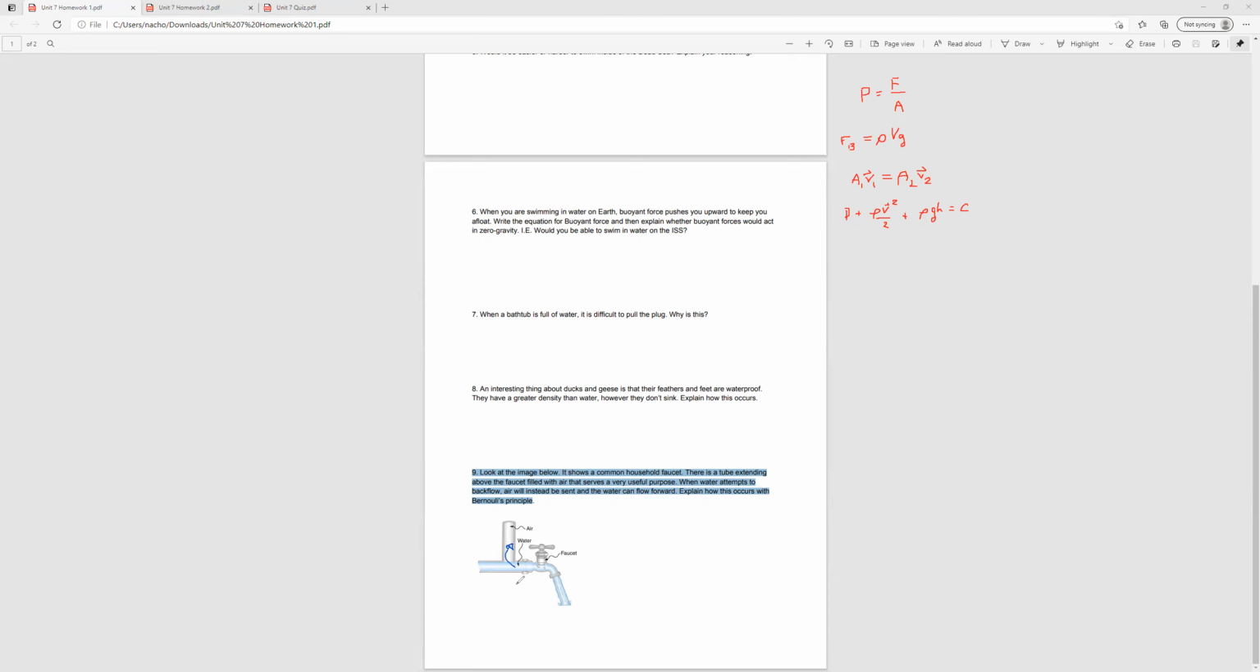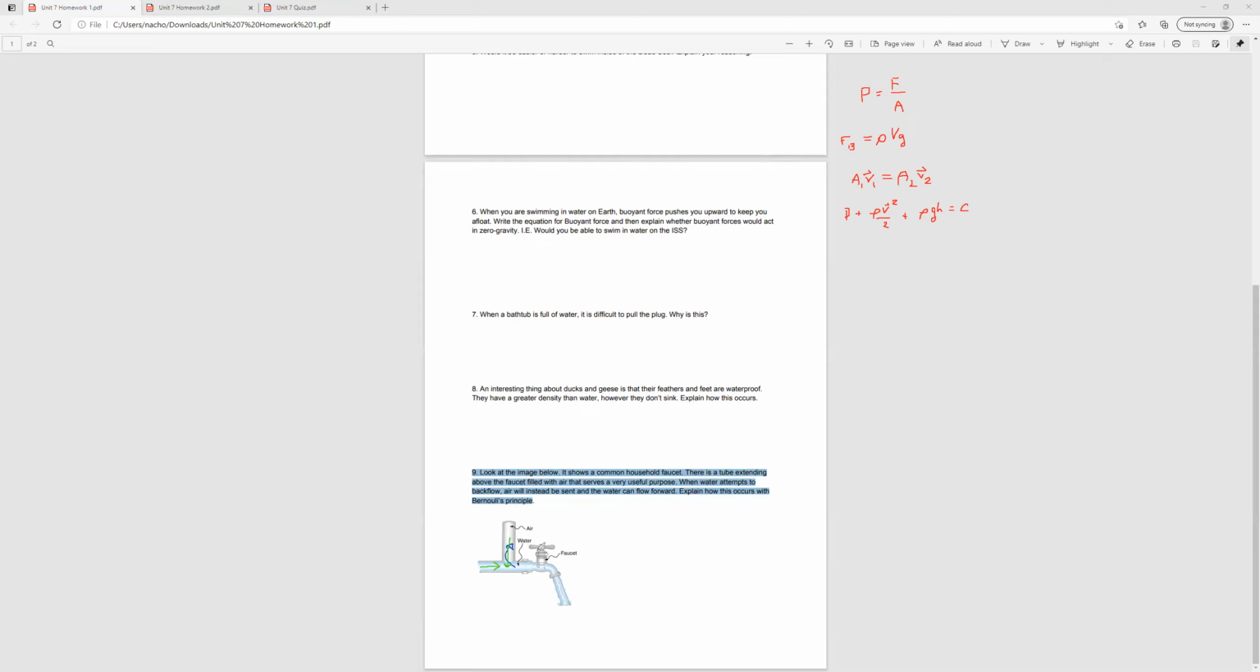So once the air goes out, let me do that in green, the air is going to go out and down. Now this water from the back is going to want to go forward, right? It's going to want to go this way. So that's why it doesn't backflow. It just keeps going forward.